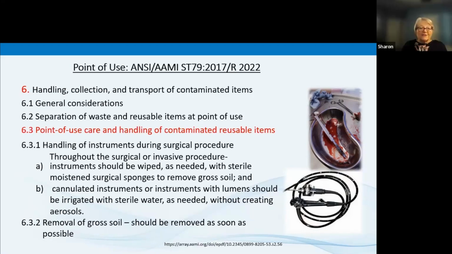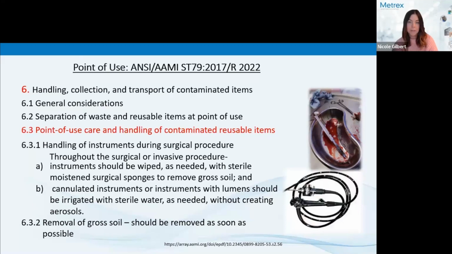Are you aware of ANSI-AMI Standard 79? They're filling in like crazy. Okay, let's, still going. All right, I'll go ahead and end it and share.